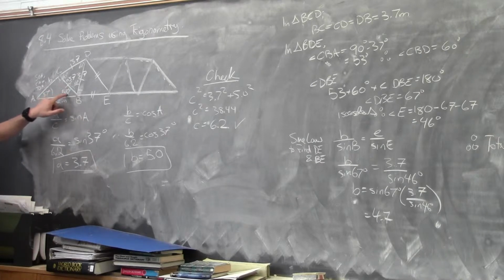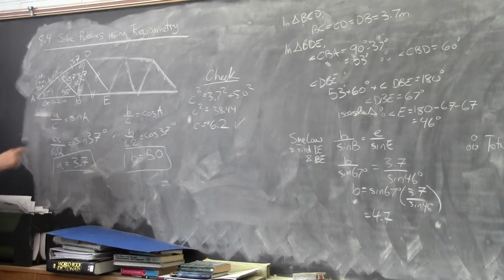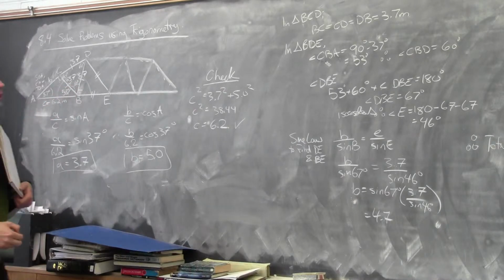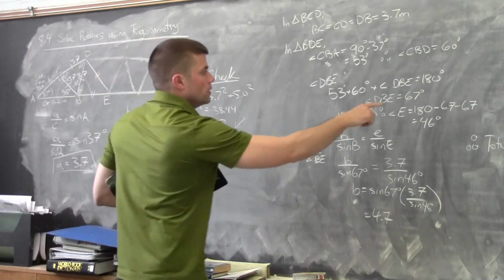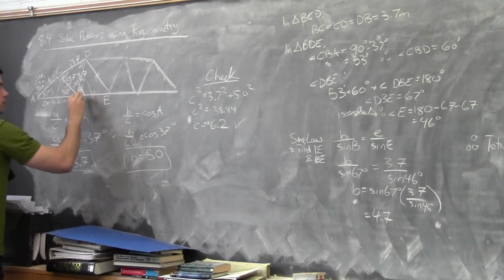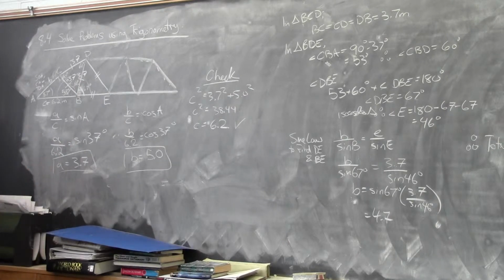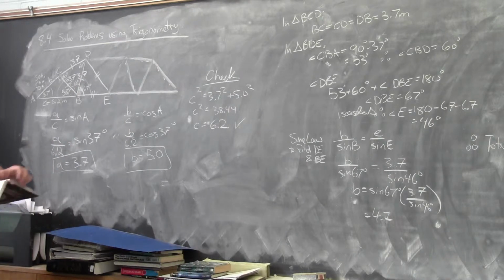So I know that this is 53. I know that this is 60. I know that this total angle is what? What's from here to here? 180? Yeah, 180. So I do 180 minus 53 minus 60 is 67. So DBE, this angle here, is going to be 67. Okay? So that's my next one.